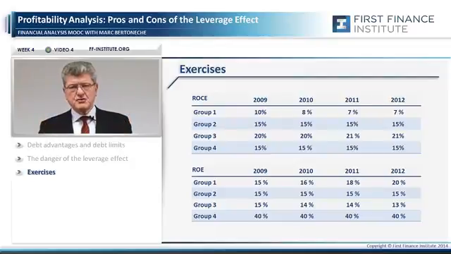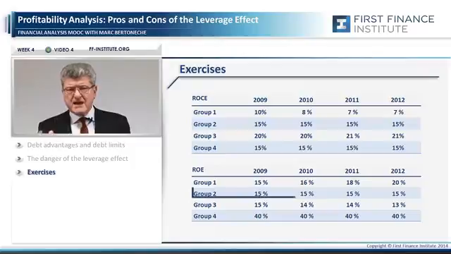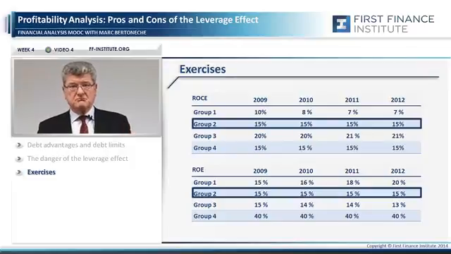If you just look at ROE, you are satisfied with the performance of Group 1. In fact, you should not. Look at both ROCE and ROE anytime. What about Group 2? Group 2 shows a very stable ROE. This is very satisfactory. ROCE is stable too and equal to ROE.